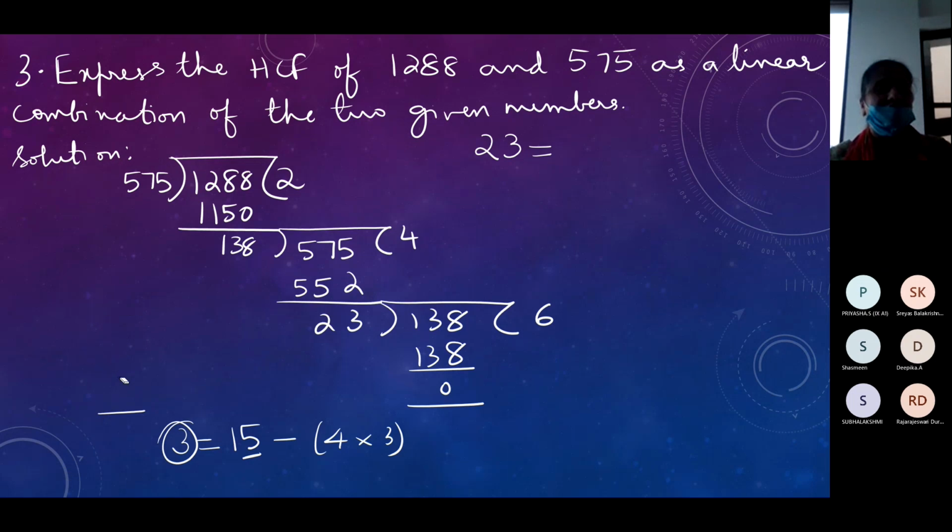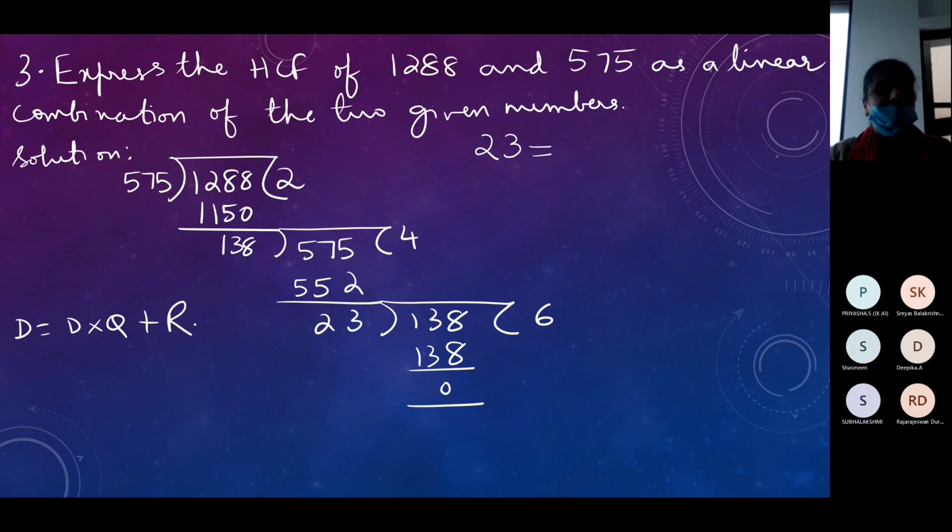If this is difficult, then we'll write the algorithm. What is the algorithm? Dividend is equal to divisor into quotient plus the remainder. So what is the remainder? Remainder is equal to dividend minus divisor into quotient. That's what I wrote now.